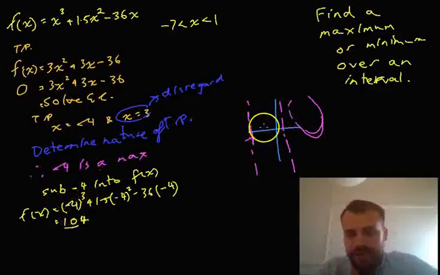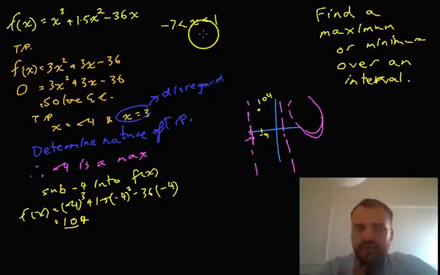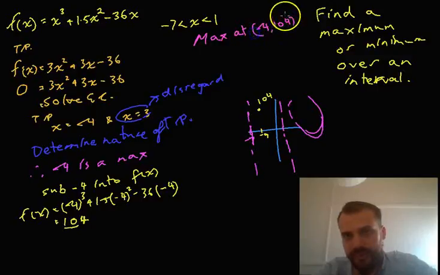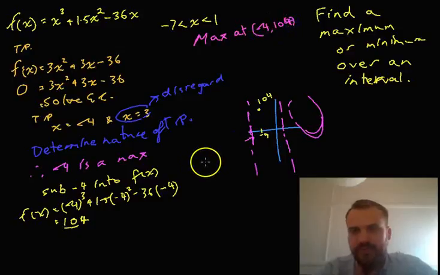Okay, so now we're starting to get a bit of a shape of what this looks like. We know that it has a turning point at -4, and that turning point is 104. So we've solved half of the problem. Put up half of my answer here. Max at -4, 104. Sorry, that should be a 4.